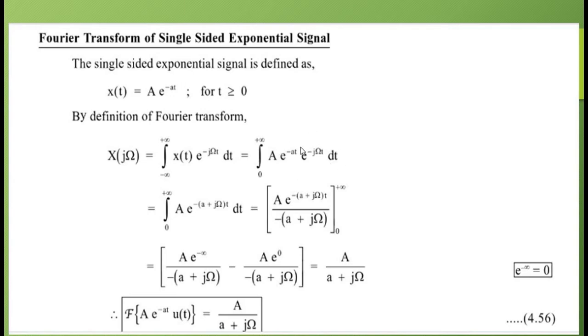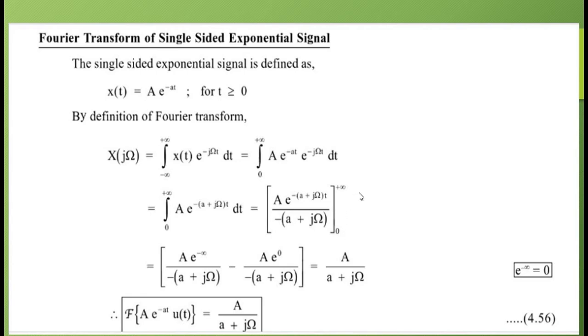Whenever you have two e power terms, combine them. When you combine them, it becomes integral from 0 to infinity of a e power minus of a plus j omega, t dt. Now when you take the integral of this part, a is a constant which still remains as a. Integration of e power will yield the same divided by the coefficient of the variable. So a e power minus of a plus j omega t divided by minus of a plus j omega. This has to extend from limit 0 to infinity.